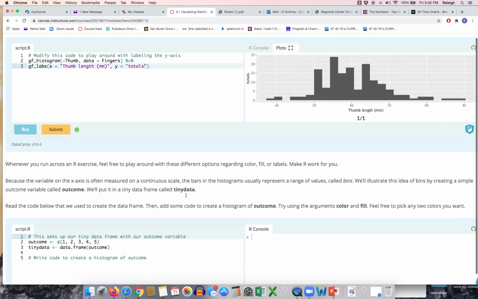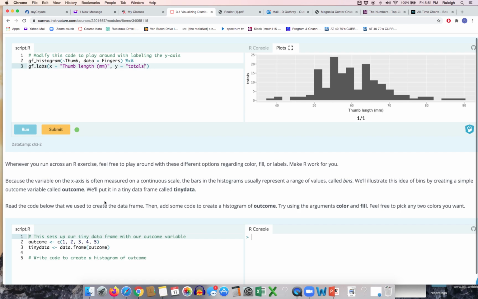Let's take another look at some other stuff here. So there's a lot of versatility that's available here. Whenever you run across an R exercise, feel free to play around with different options regarding color, fill, or labels. And it also says when the variable on the x-axis is measured on a continuous scale, the bars on the histogram usually represent a range of values called bins. They've come up with a way of calculating that kind of thing. But you can specify what the bins would be. Sometimes they're called class intervals. That's the classical way of saying it. They're calling it bins here, and that's fine.